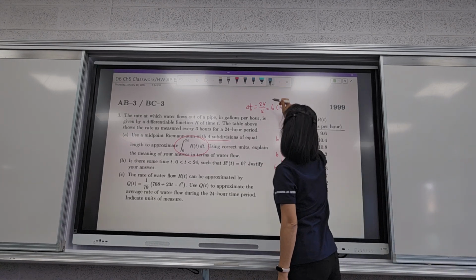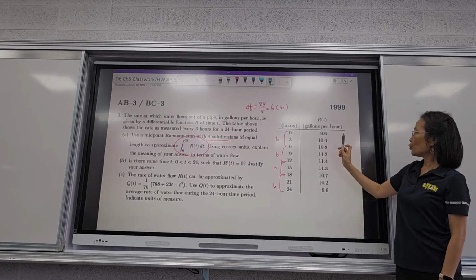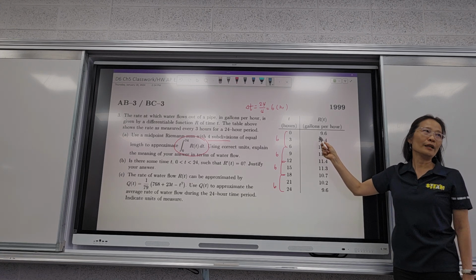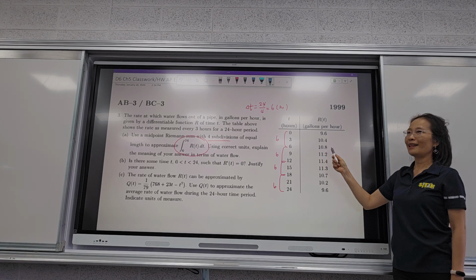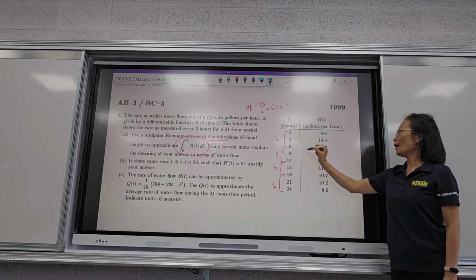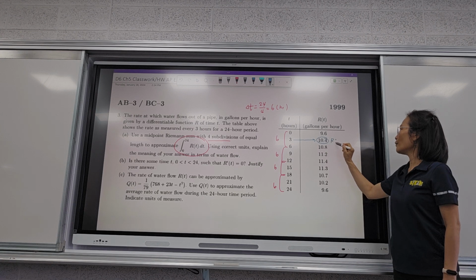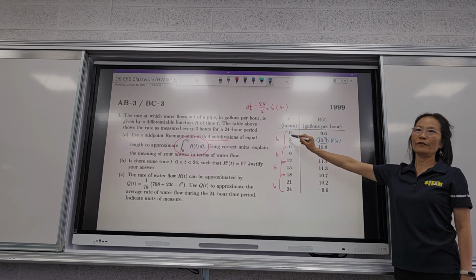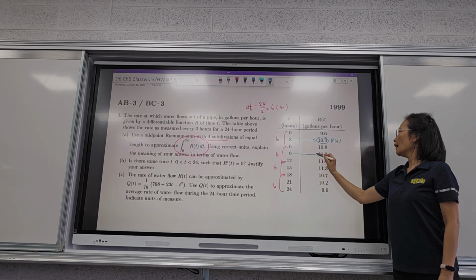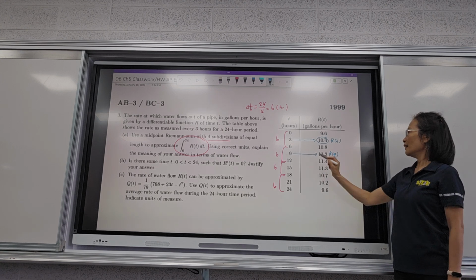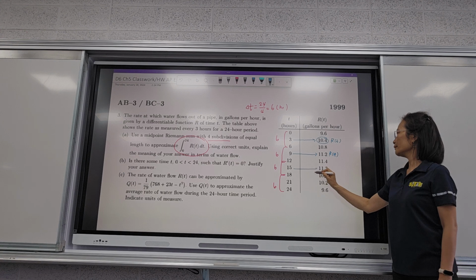Which y value do I choose? If I choose 9.6, that will be the left endpoint. If I choose 10.8, that will be the right endpoint. But I want to find the midpoint, right? So this is R of 3. It's the midpoint for the first interval. R of 9 is my height.